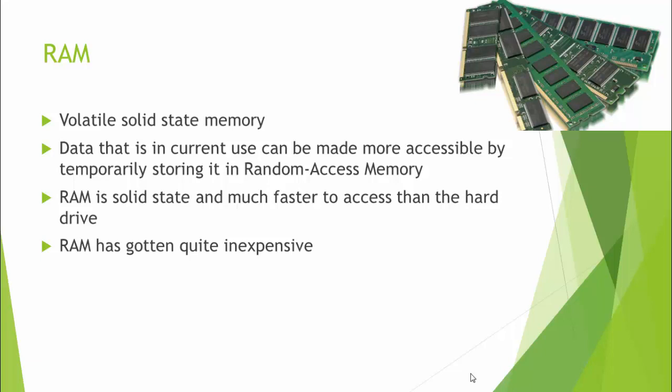Why don't we just use RAM? Well, there's two reasons. The first is that volatile designation. When you turn off the power in your computer, all the data in the RAM is lost. The second is that it is more expensive to store things in RAM than on a hard drive. Less expensive to store things on a hard drive than in RAM.